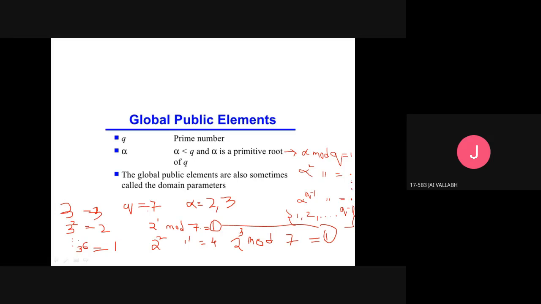So in between we have to calculate even for 3 cube mod 7, 3 power 4 mod 7, 3 power 5 mod 7. We'll be getting values like 3, 2, 6, 4, 5 and 1. So we can see that we have got all the values from 1 to 6, and none of the values have been repeated. So we can say that 3 can be used as the alpha value, which is the primitive root of 7.